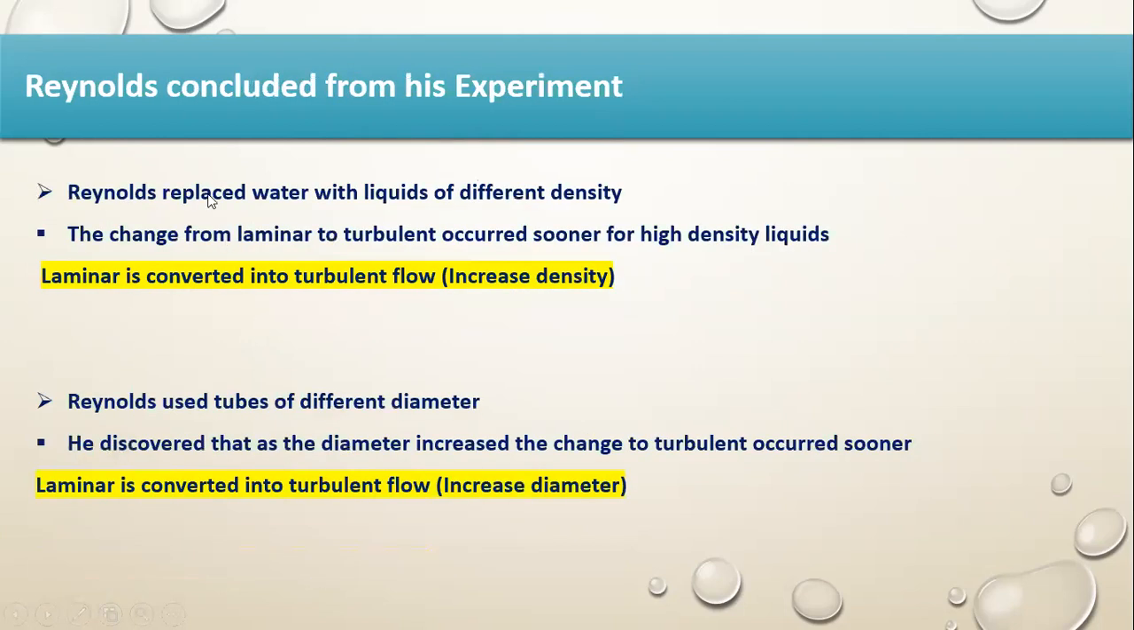Third, Reynolds replaced water with liquids of different densities. Here the concept he used is density. The change from laminar to turbulent occurred sooner for high density liquids. So laminar is converted into turbulent flow as we increase the density. And the last finding: Reynolds used tubes of different diameter. He discovered that as the diameter increases, the change to turbulent occurs sooner. So laminar is converted into turbulent flow as we increase the diameter.